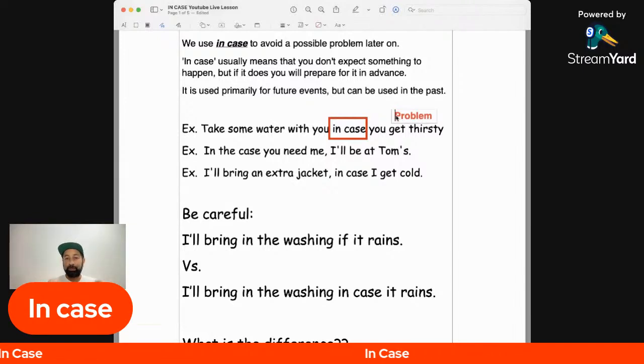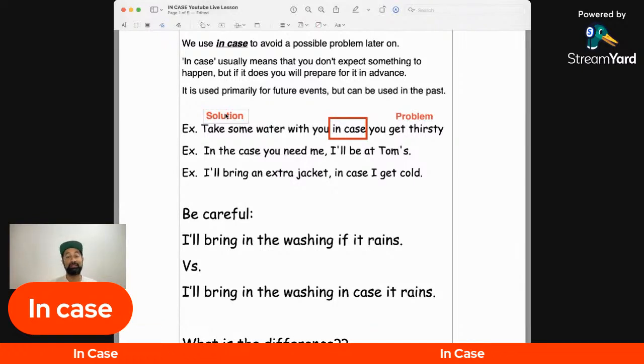So, how do I prepare? How do I prepare for this problem? What is my solution? My solution is take some water. So I'm preparing for the possibility, maybe I will get thirsty in the future. So I'll bring water. I'll take water with me. So with every in case sentence, we have the problem, possible problem, and we have the solution, the thing I will prepare.